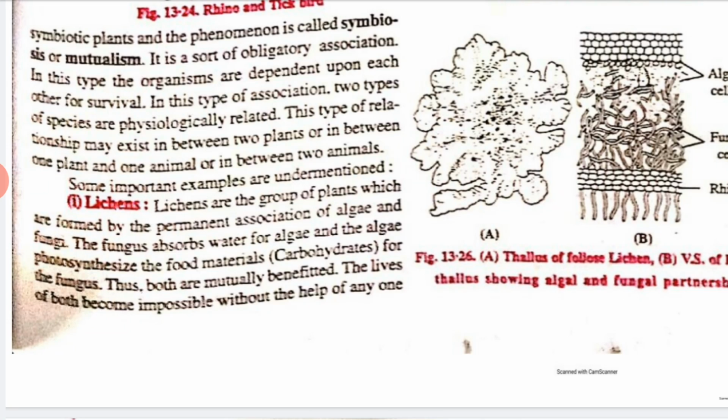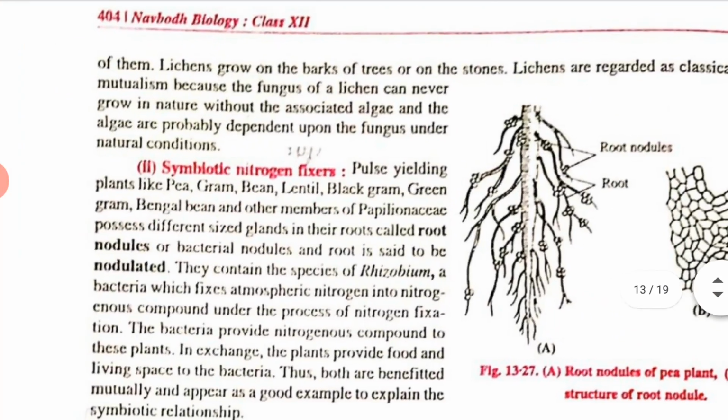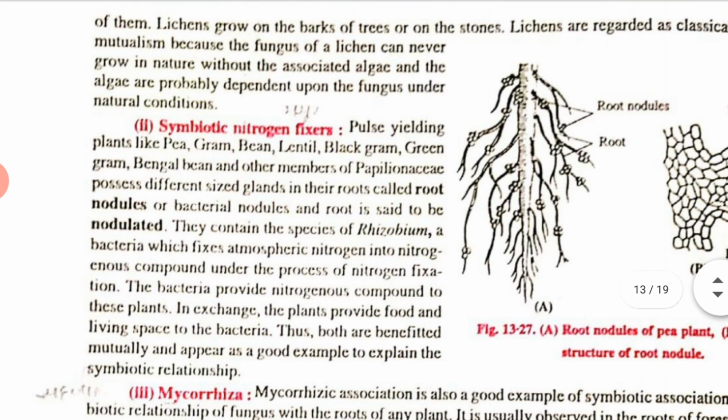Okay, yes. Now symbiotic nitrogen fixers. What are symbiotic nitrogen fixers? They are pulse-yielding plants like pea, gram, black gram, green gram, Bengal gram, or other members of the Papilionaceae, which possess different sized glands on their roots called root nodules or bacterial nodules, and the root is said to be nodulated. Clear?